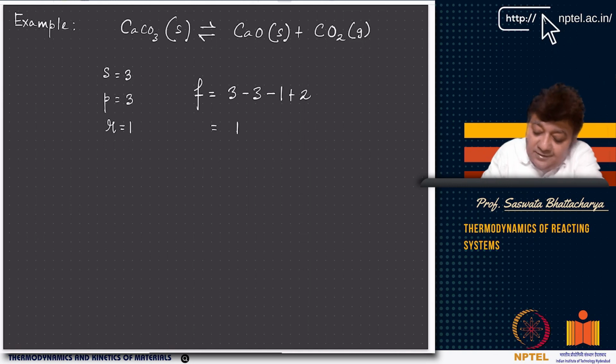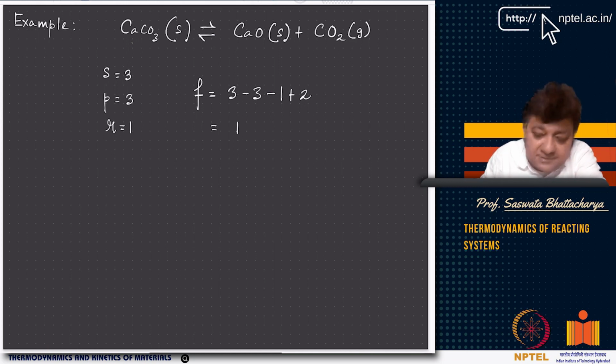So for example, if you think of the decomposition of calcium carbonate, it produces calcium oxide solid and carbon dioxide gas, and you have three species: CaCO3, CaO and CO2, because they have different formulas. You also have three phases, two solids and one gas. And you see there is one reaction.